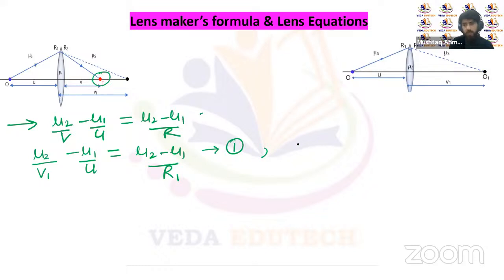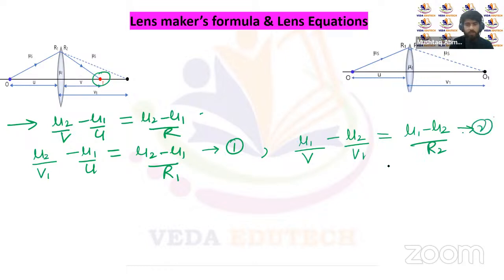The second condition is mu2 here, and it will be mu1. The image is finally formed at a distance of V, and the mu1 here is the lens, and the refractive index is mu2. So it will be mu2 upon the object distance. The object distance is the image formed because of the first refraction, that's V1. That will be equal to mu1 minus mu2 upon R2. So this will be the second equation.